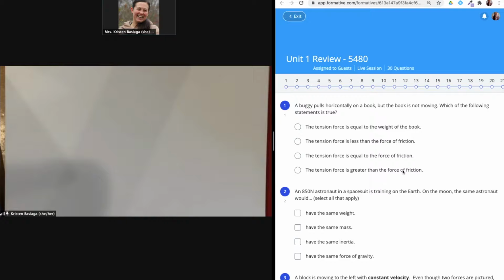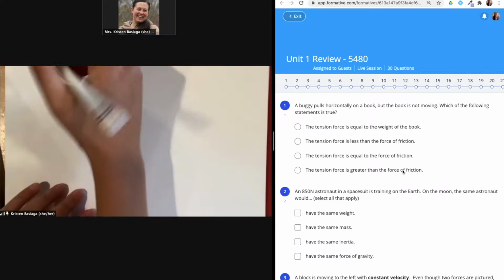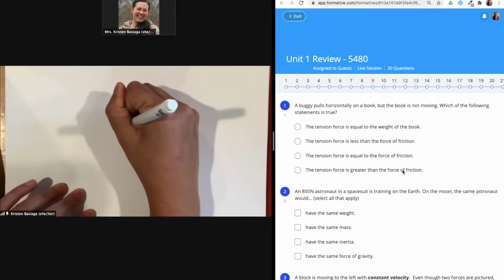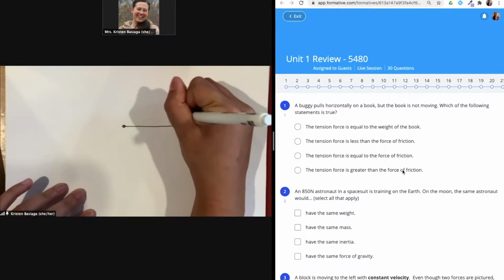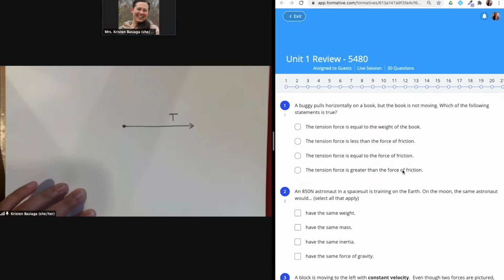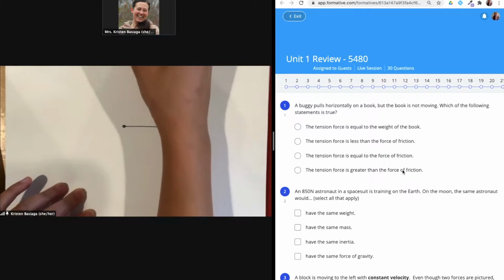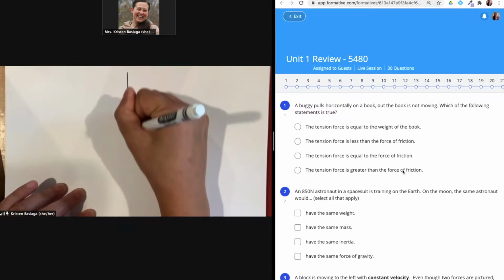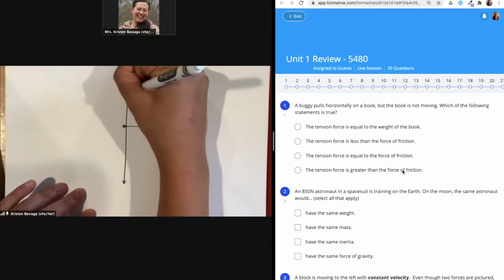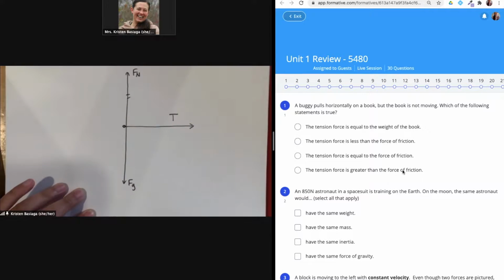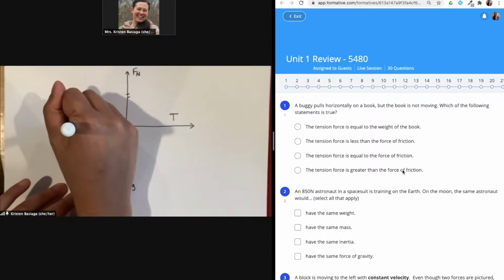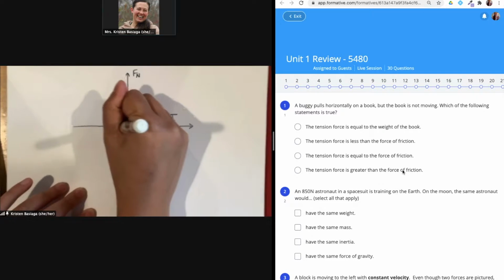For number 1, a buggy pulls horizontally on a book. So we're picturing a car pulling to the right, like a tumble buggy. We'll call that a tension. And the book is not moving. I know in the y direction that means there must be a normal and gravity force that cancel. If the book is not moving, it's in equilibrium. In the x direction, that means there must be a friction force.